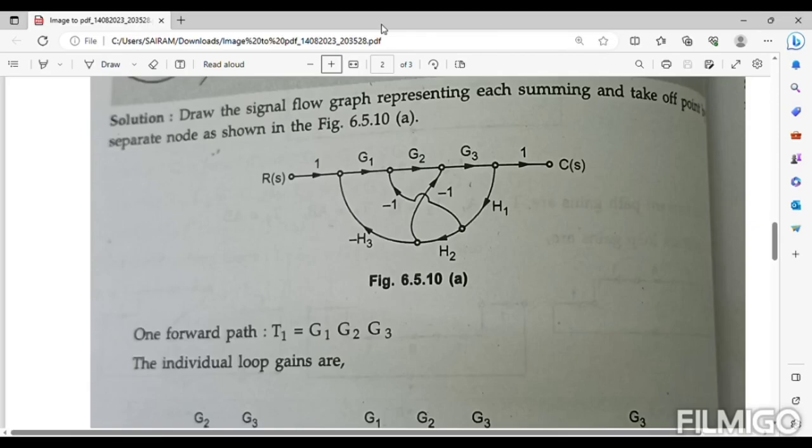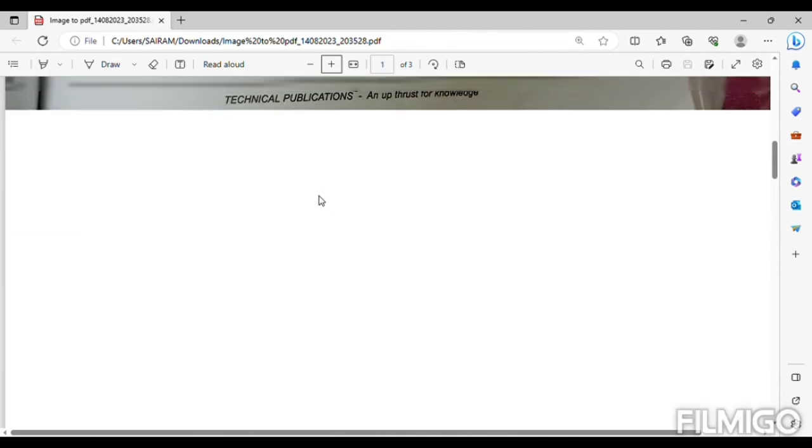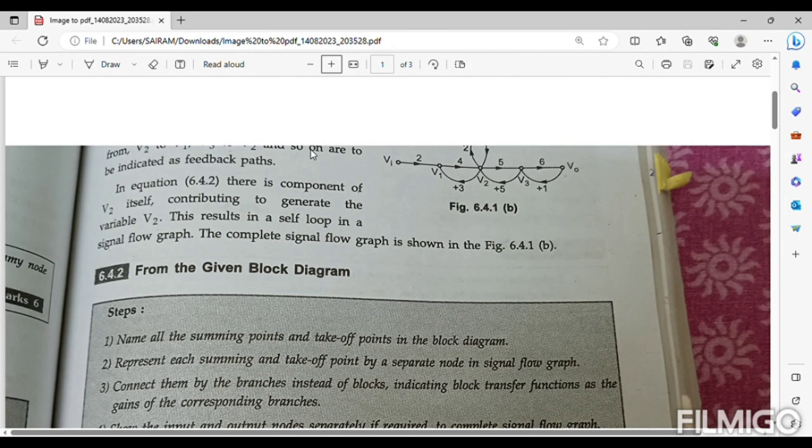Hello students, I welcome you for the last session of Mason's Gain formula. In this session, we are going to learn about block diagram reduction, that is, block diagram reduction and Mason's Gain formula.